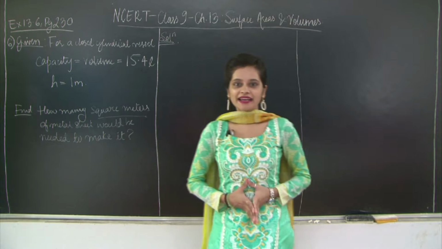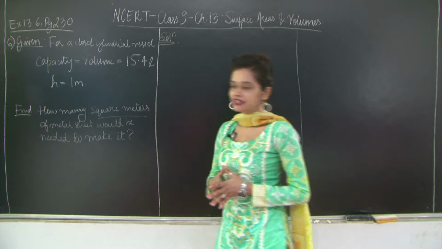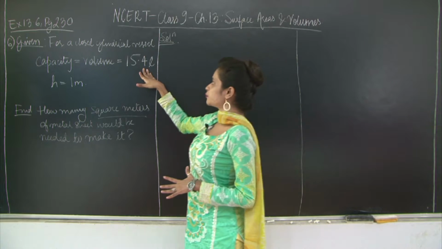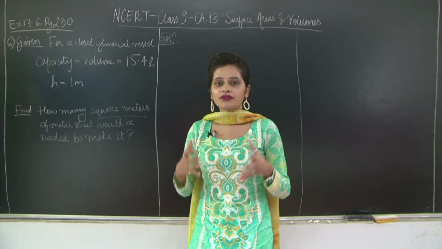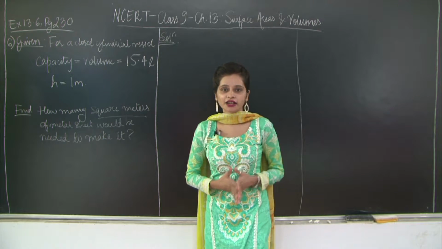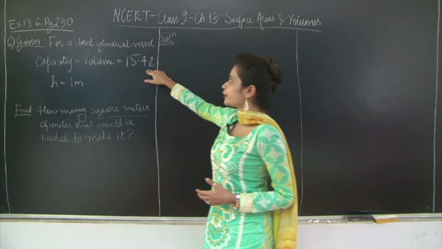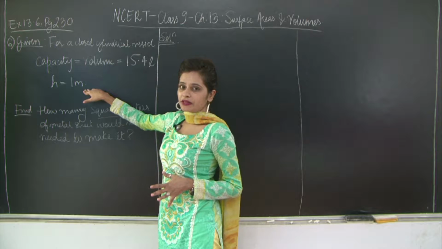Hello students, welcome back. Let us take a look at question number 6 of exercise 13.6, chapter 13. It states that for a closed cylindrical vessel, the capacity is 15.4 liters. Capacity, we have learned, is the amount of solid, liquid or gas that a container can hold, which is nothing but volume. So the volume of the closed cylindrical vessel is 15.4 liters and the height is 1 meter.